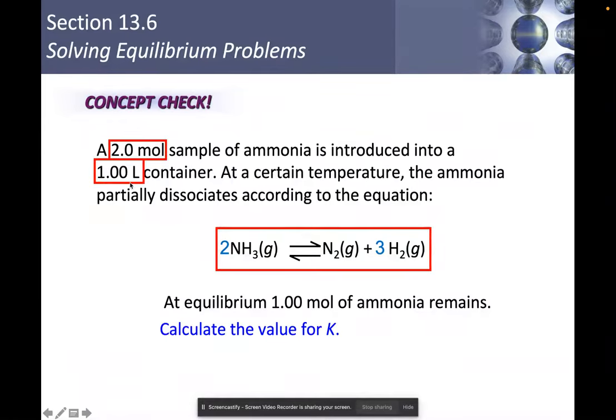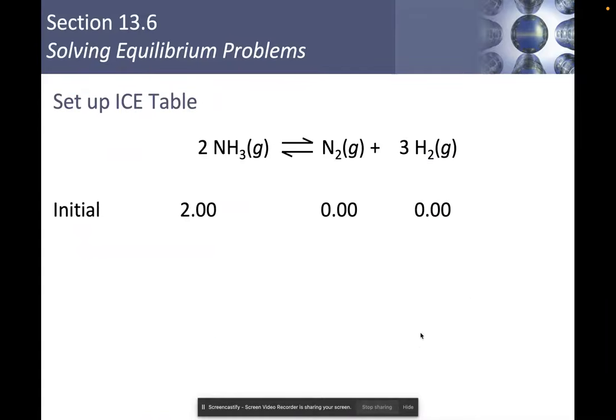2 moles, 1 liter container. That's a molarity of 2. At equilibrium, we have 1 mole in 1 liter. That's, again, 1 M, right? So 1 mole per liter. All right, let's set up an ICE table. So 2, 0, 0. How do I know that? Again, it's telling me I start with this. It's an empty container, so I don't have anything here.